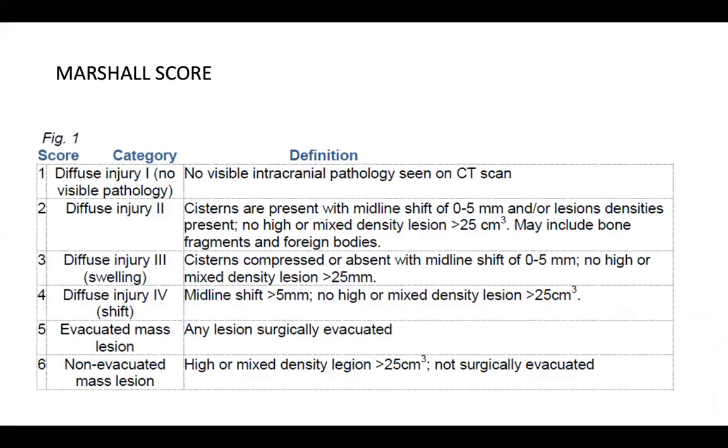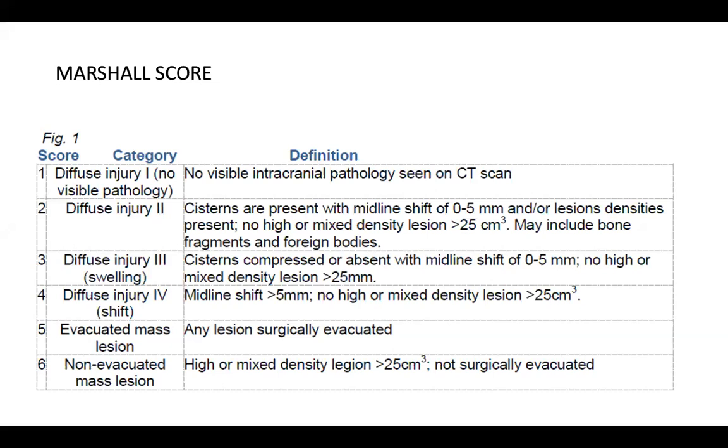scores which are important for CT scan in severe head injury. You can find that there's a Marshall score. The Marshall score looks at CT scan in relation to the findings. It goes from grade 1 to grade 6. Grade 1 is usually what we sometimes call diffuse axonal injury, where you have no visible intracranial pathology on CT scan, but still the patient's GCS is 7.